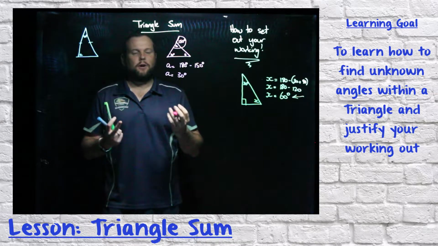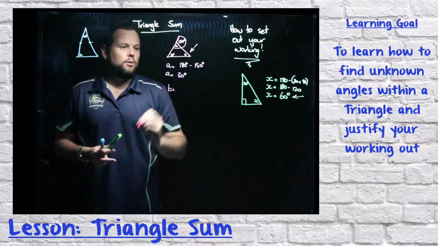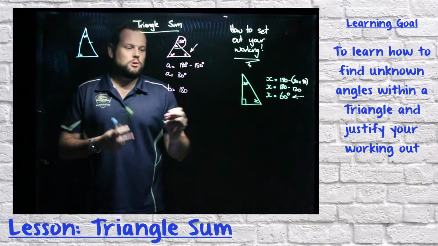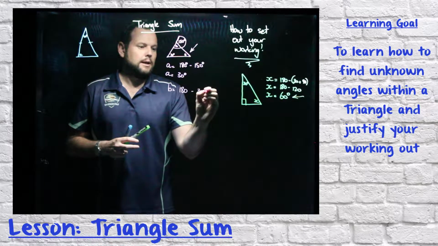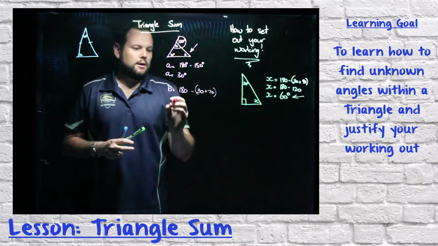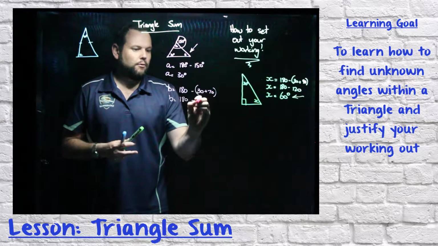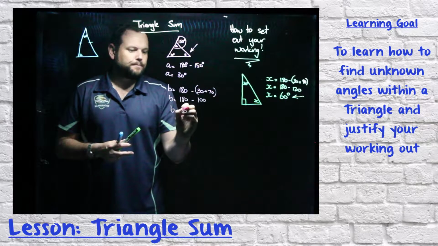And now I can find what angle B is going to equal. Okay, so here I've got B, and I know what A is. I'm going to take it all away from 180. A is 30 degrees, and B is 70 degrees. Okay. Once again, I do this next step of working, and then I get my answer.